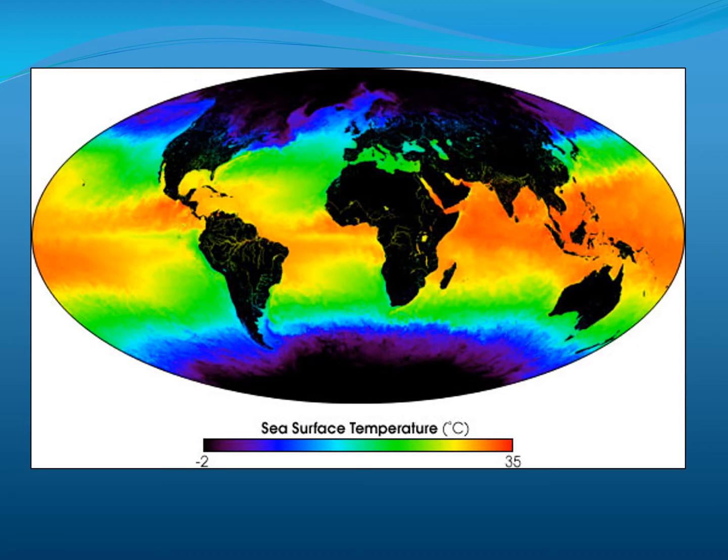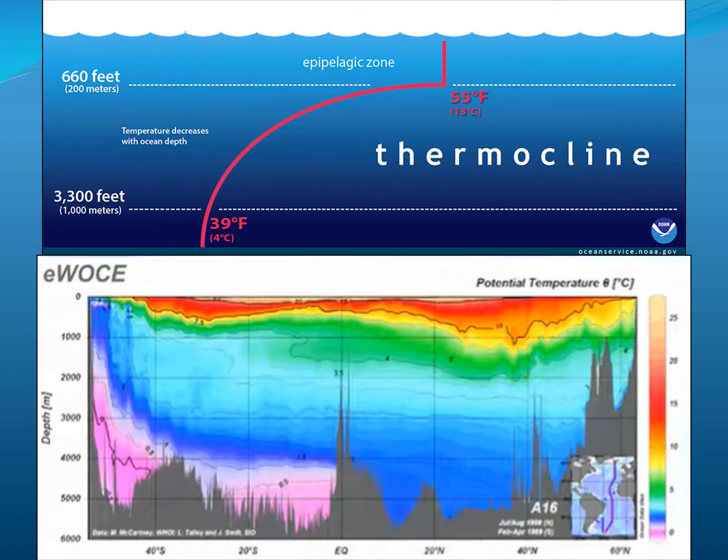We'll look at global seawater surface temperatures. It's hotter at the equator and colder at the poles, as you'd expect. But we'll also look at the variation in temperature through depth down to the deep oceans, where it's about 4 degrees C.